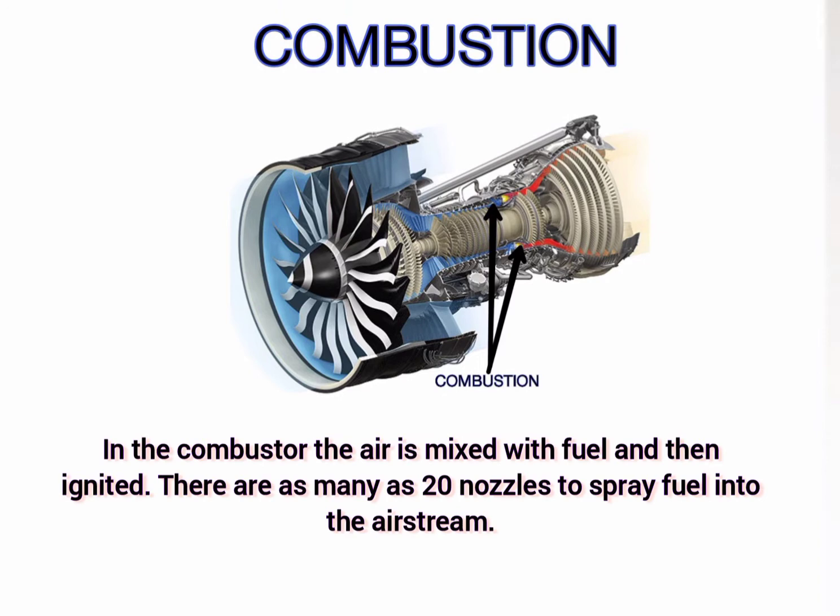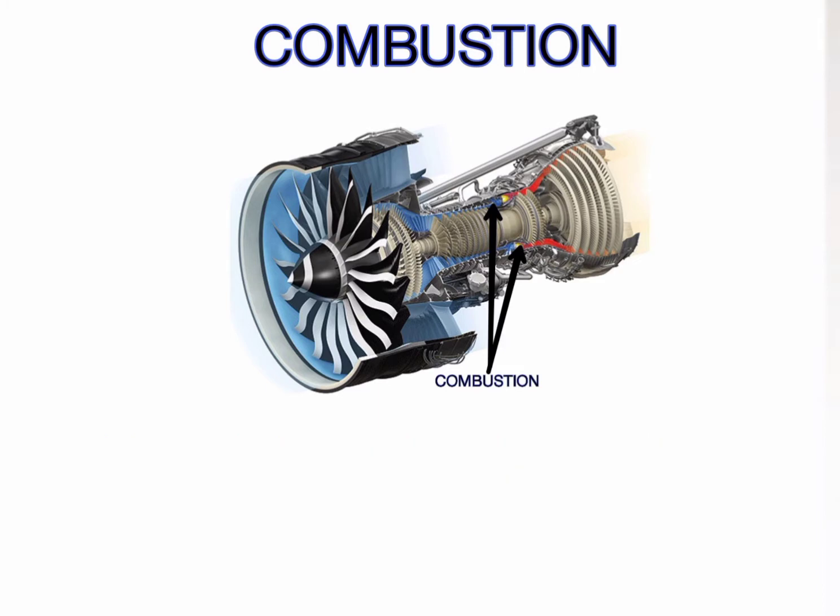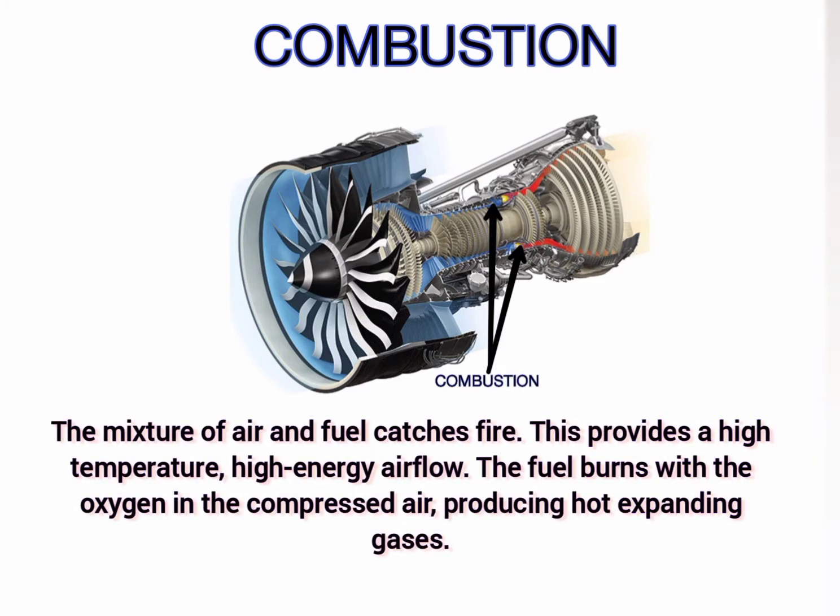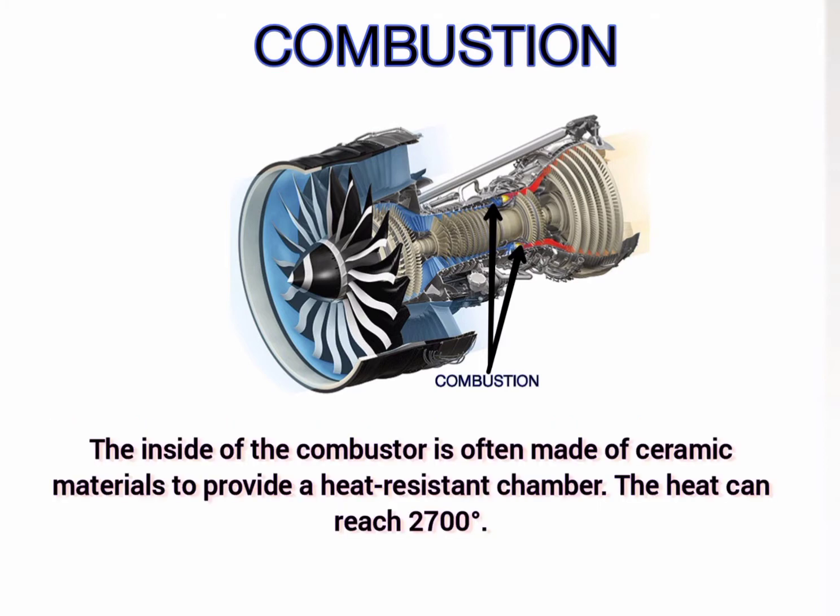In the combustor, the air is mixed with fuel and then ignited. There are as many as 20 nozzles to spray fuel into the airstream. The mixture of air and fuel catches fire. This provides a high temperature, high energy airflow. The fuel burns with the oxygen in the compressed air, producing hot expanding gases. The inside of the combustor is often made of ceramic materials to provide a heat-resistant chamber. The heat can reach 2700 degrees.